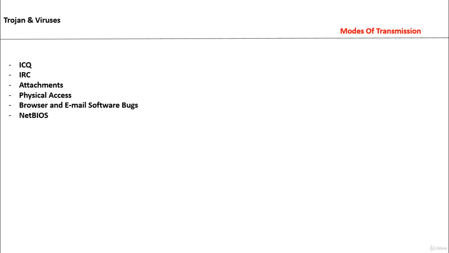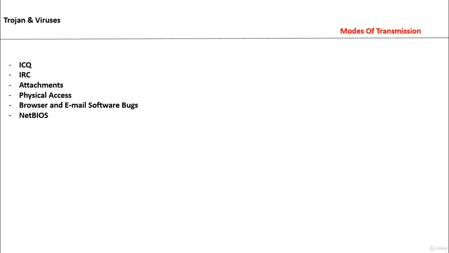IRC. Here also the threat comes from exchange of files, no matter what they claim to be or where they come from. It is possible that some of these are infected files or disguised files. Attachments. Any attachment, even if it is from a known source, should be screened, as it is possible that the source was infected earlier and is not aware of it.